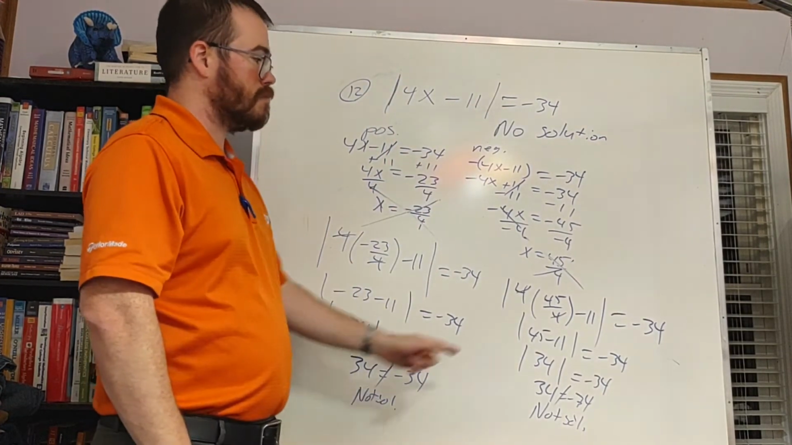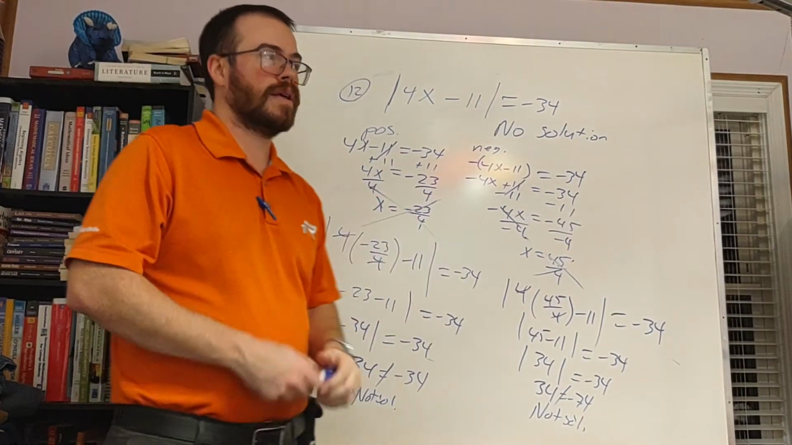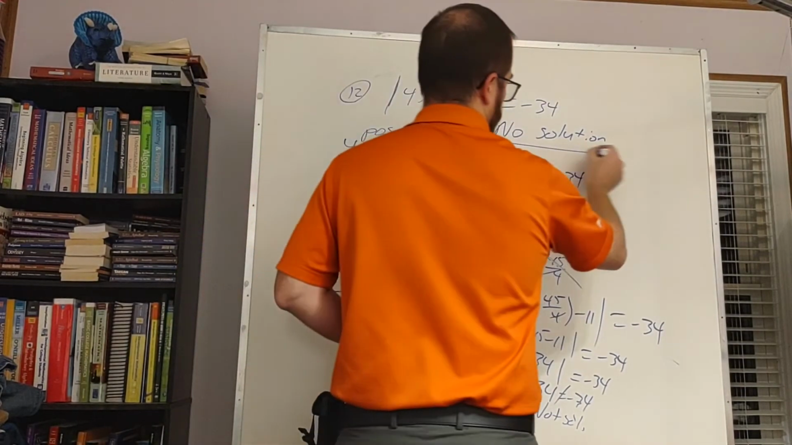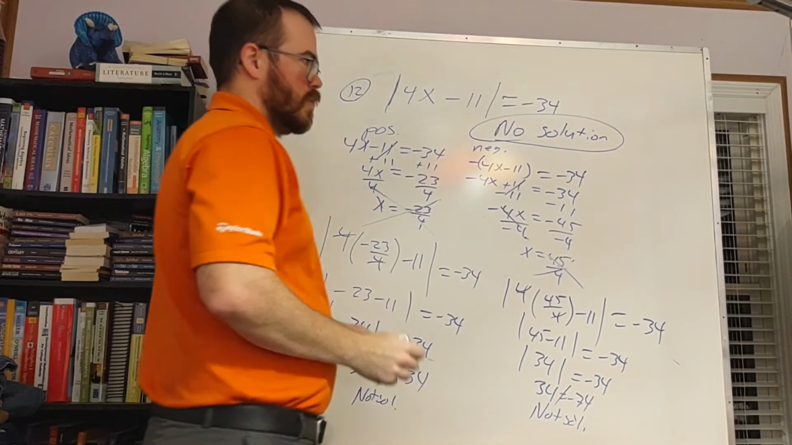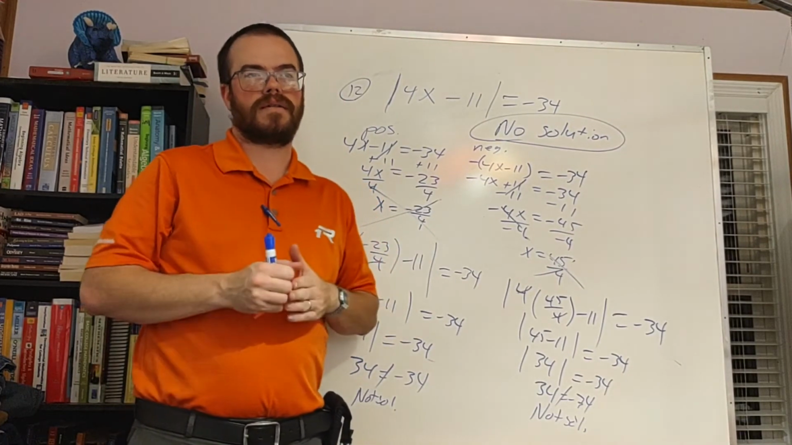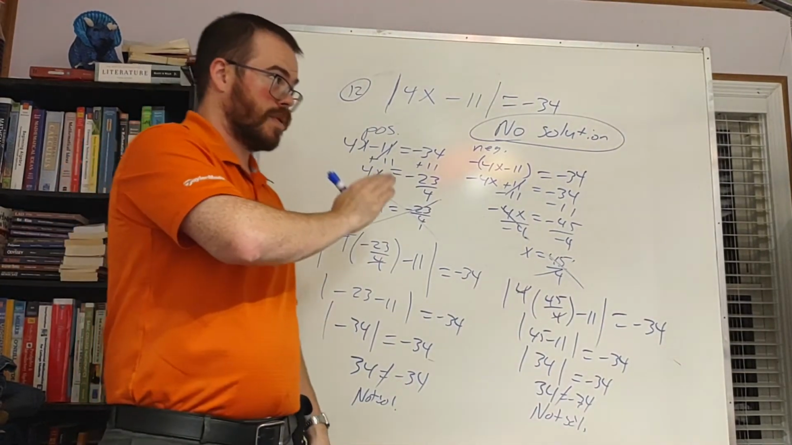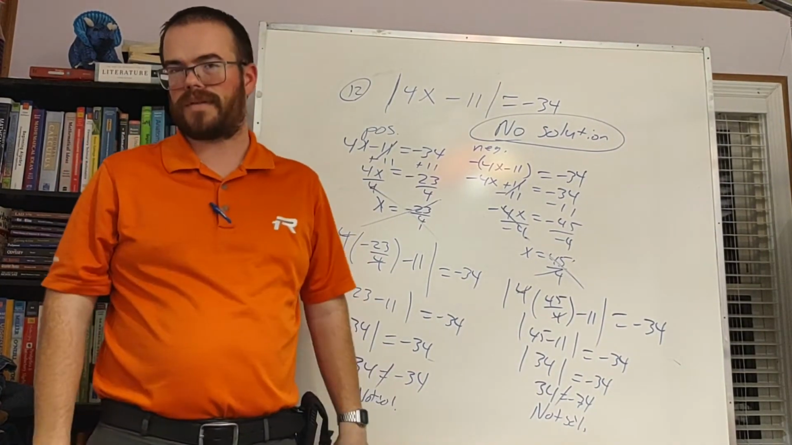Okay, so we're saying not a solution, not a solution. So therefore, there is no solution to this. So this was our answer. For this particular problem, we're saying there is no solution. I can't plug anything in for x that's going to make it true. So that's our solution. Our solution for this is there is no solution. Okay, that's our answer.